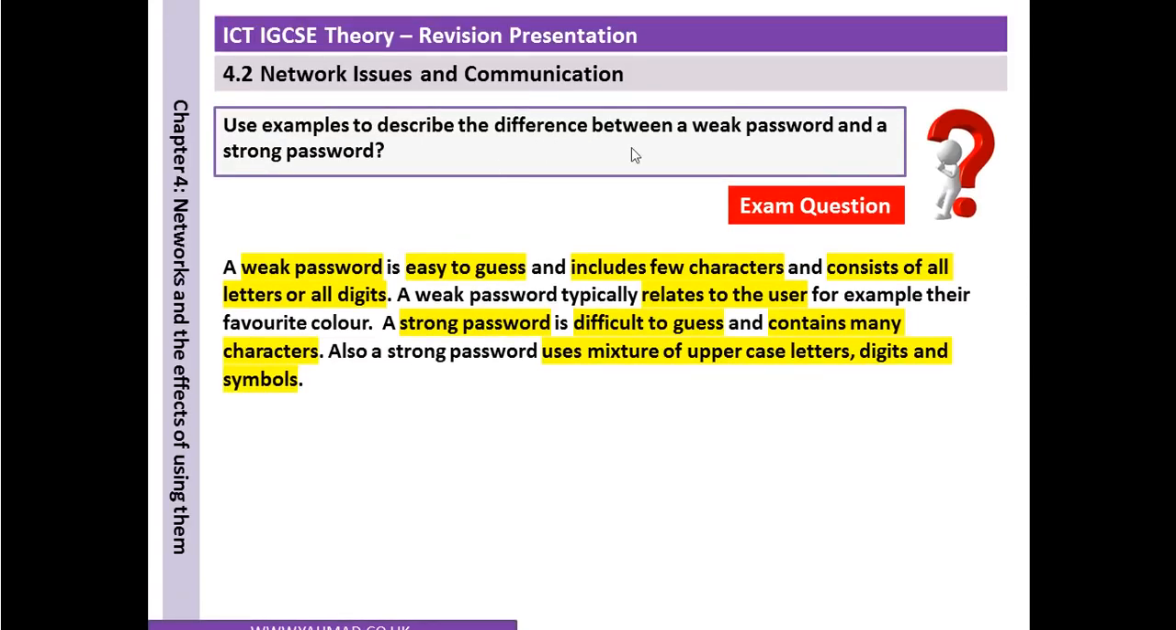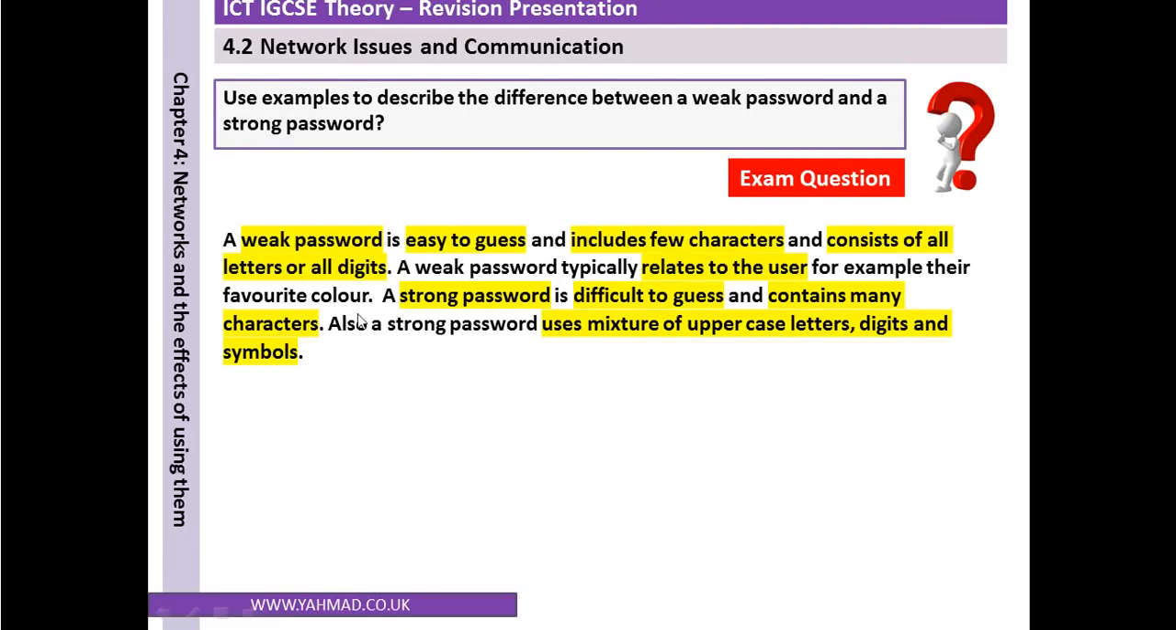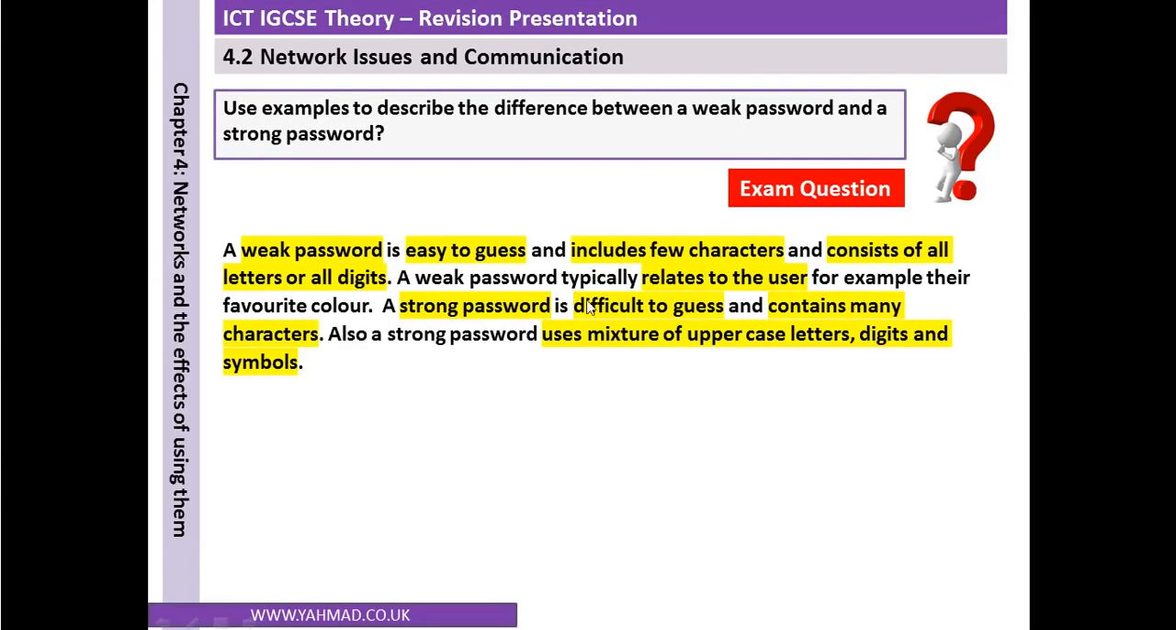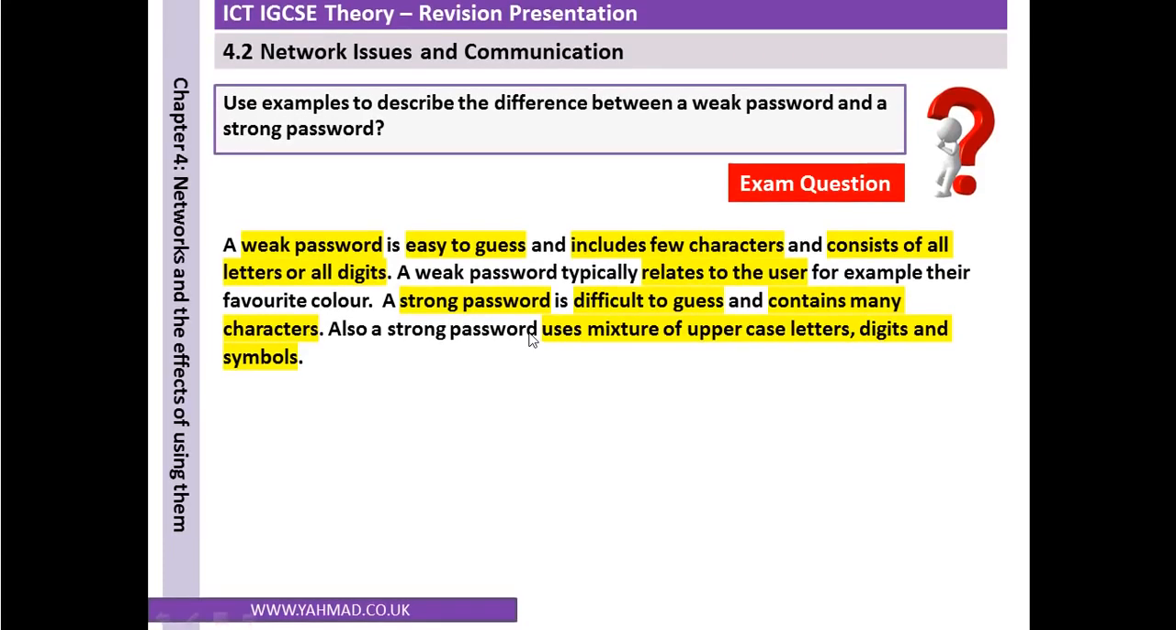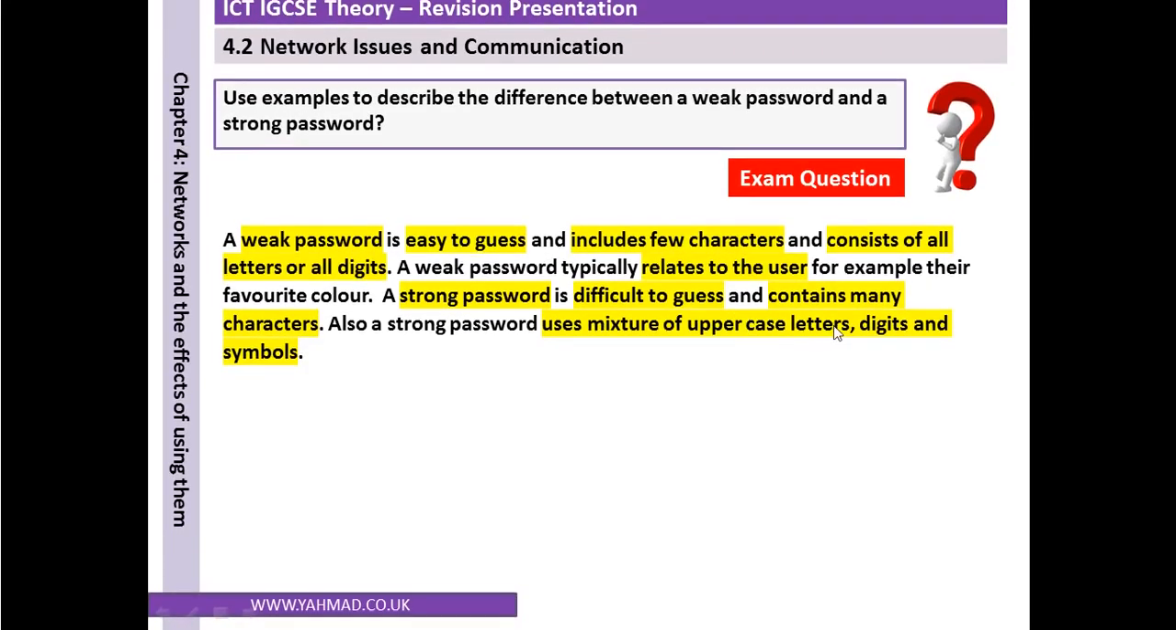Use examples to describe the difference between a weak password and a strong password. A weak password is easy to guess and includes few characters and consists of all letters or all digits. A weak password typically relates to a user, for example, their favorite color. A strong password is difficult to guess and contains many characters. Also, a strong password uses a mixture of uppercase letters, digits, and symbols.